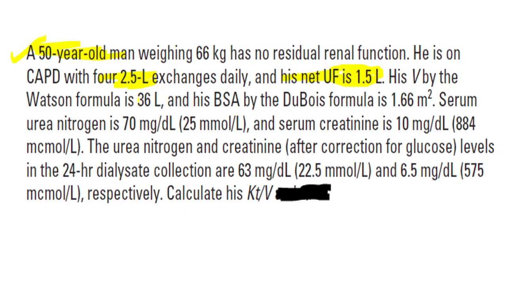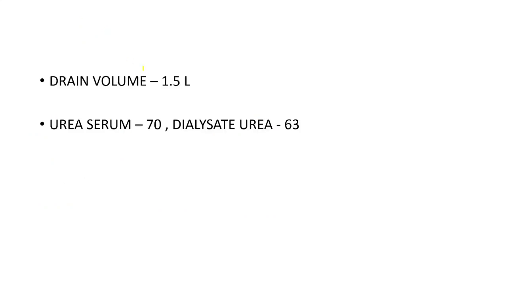So just leave the formula. The volume of distribution is 36 liters, and the serum value and the dialysate value of urea are given. Creatinine we don't need. So how to calculate? We will go stepwise. The important detail is a 50-year-old male on 4 exchanges of 2.5 liters. Volume of distribution V is given. Serum and dialysate urea are given. So we'll go to the calculation.